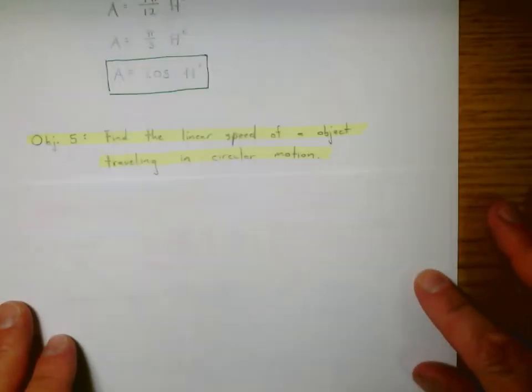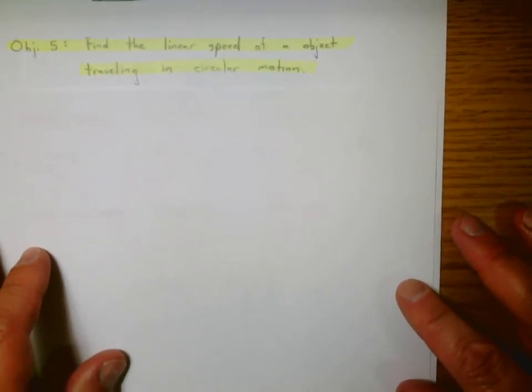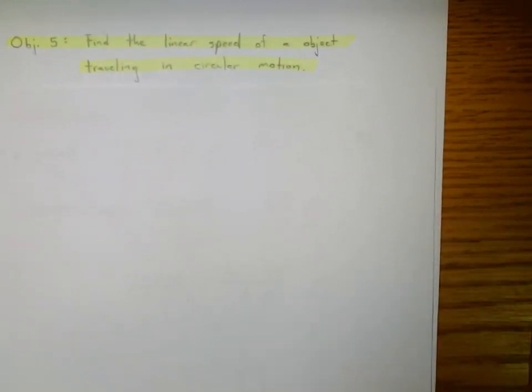Last objective. Find the linear speed of an object traveling in circular motion. Now, we know all about linear speed. Even just reading the word makes us think of going in a line. The way we find linear speed is distance divided by time. Think about linear speeds like in your car, miles per hour. That's distance in miles divided by time in hours.